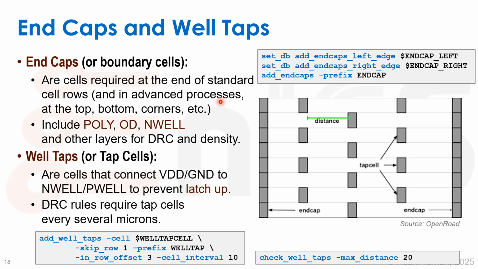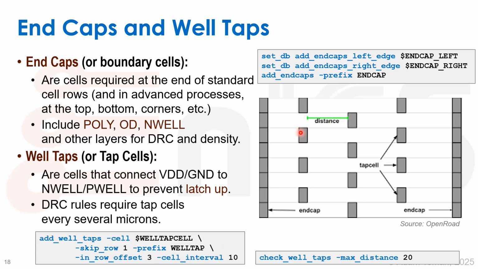The other type of physical cell that we have to place now at the floor plan are called well taps or tap cells. And these are cells that connect VDD and ground to the NWEL, PWEL layers to prevent latch up. And there are DRC rules that require tap cells to appear every several microns. So we're going to use the add well taps command. We're going to say what the well tap cell is, and we're going to say how to do it.